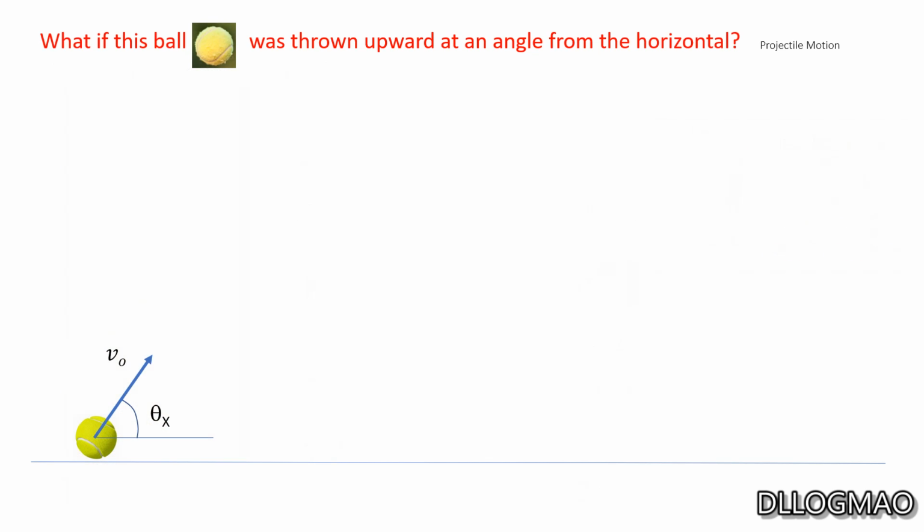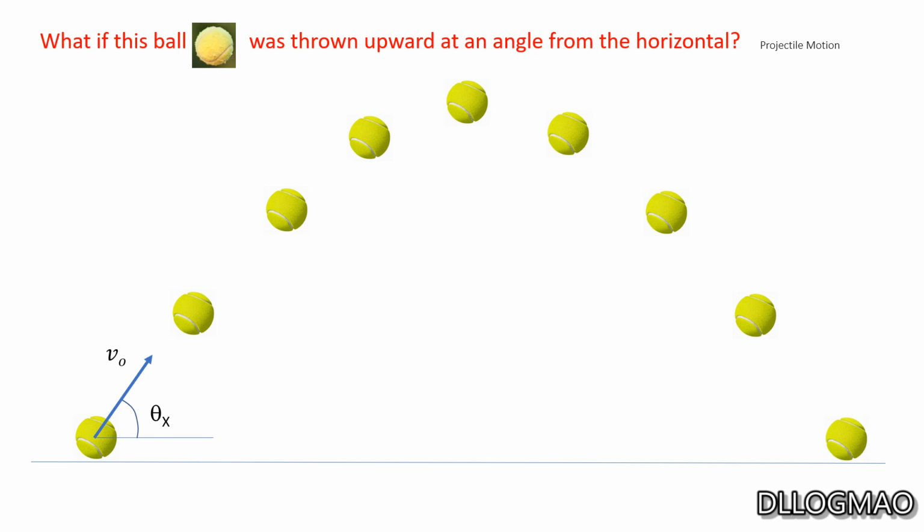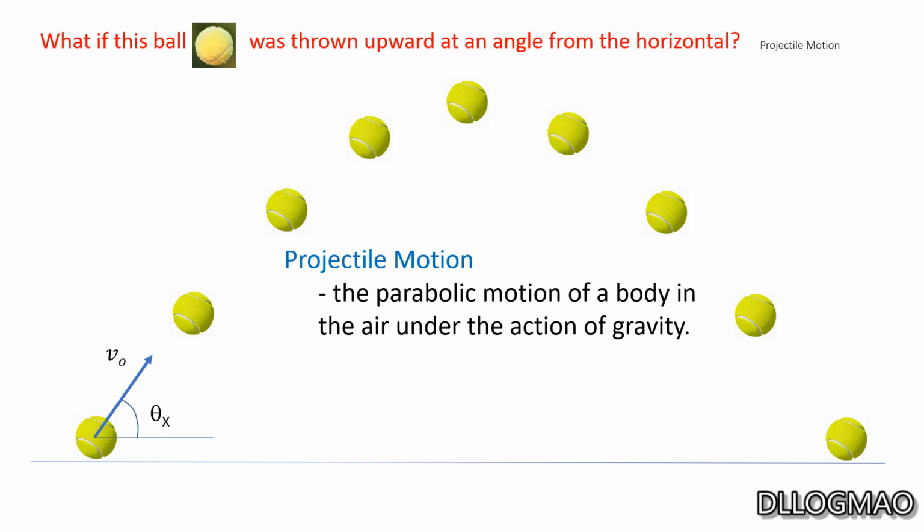What if this ball was thrown upward at an angle from the horizontal? The initial velocity v sub 0 is at an angle theta sub x from the horizontal. The ball moved in a curved path, upward then downward, with both horizontal and vertical distance traveled. The parabolic motion of a body in the air under the action of gravity is known as projectile motion.